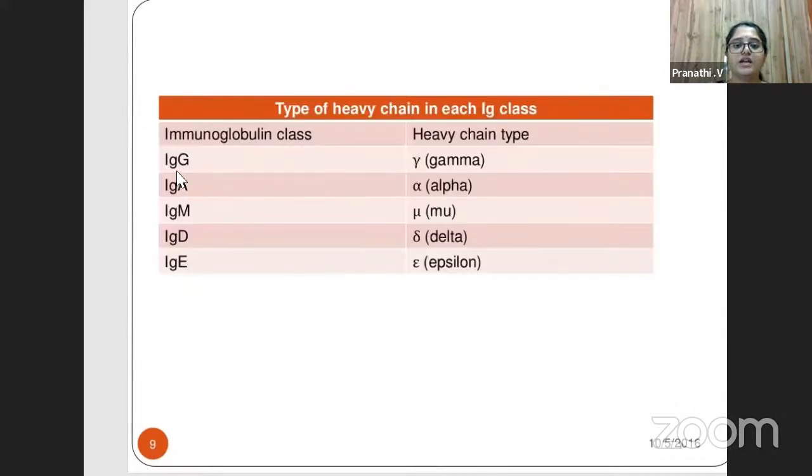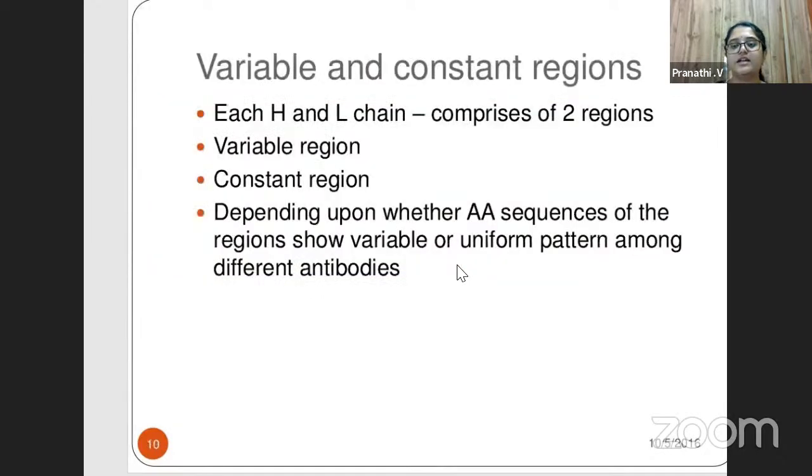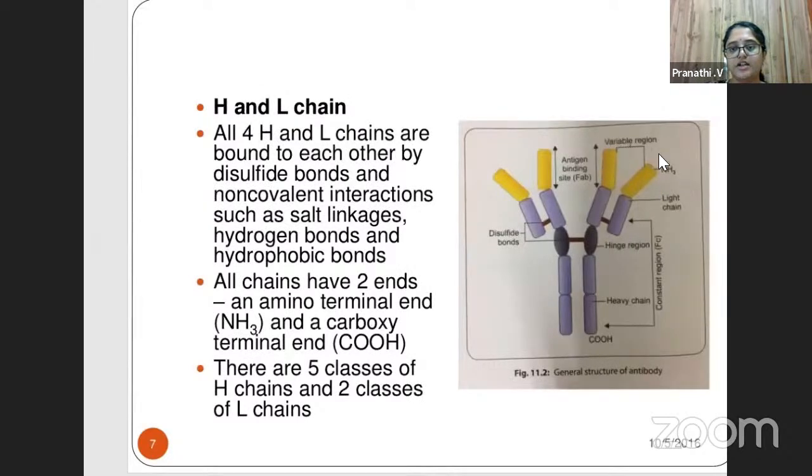So like I told you, G is for gamma, A is for alpha, M is for mu, D is for delta, E is for epsilon. These are the types of heavy chains in the IG classes. And then again, both heavy and light chains have two regions. One is the variable region. You can see over here, this is the variable region. And this is the constant region.